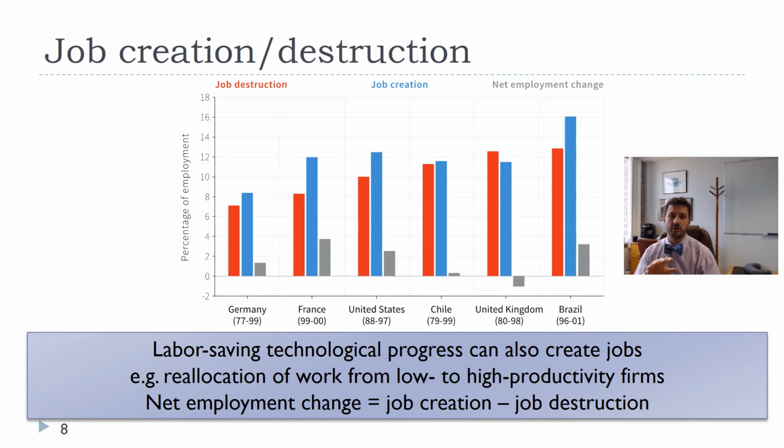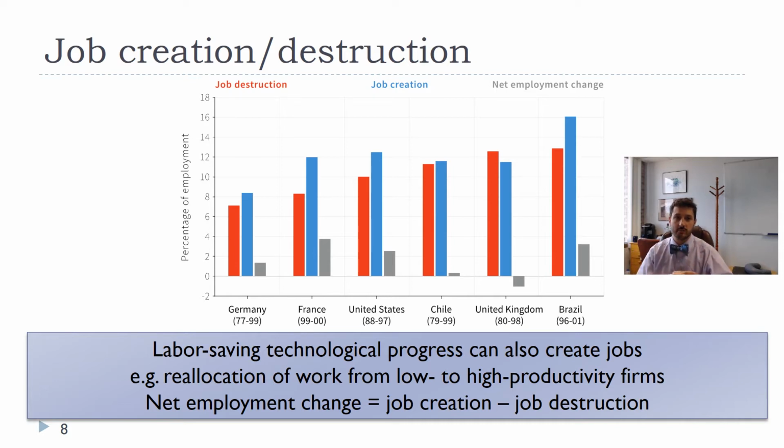And so this graph shows for a number of countries the average job destruction and job creation for a number of years, and the net employment change. And so what we're looking at is out of all the jobs in the economy, how many get destroyed every year? How many get created every year? And how many net new jobs do we get?